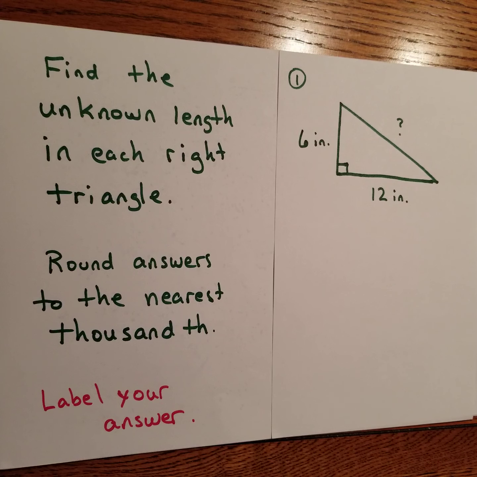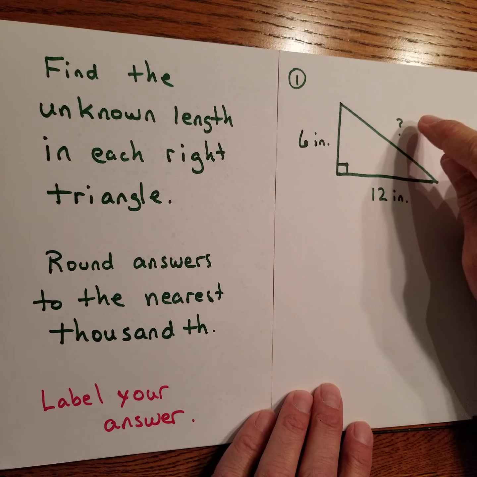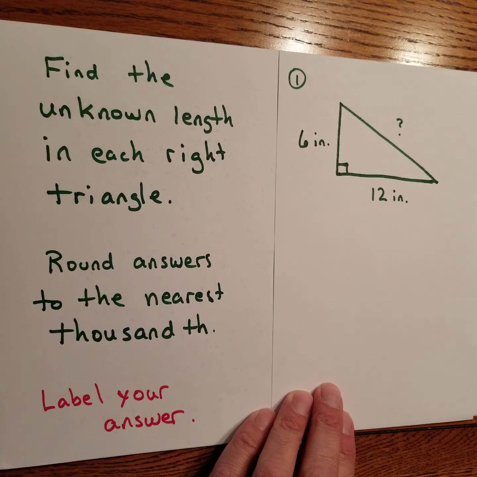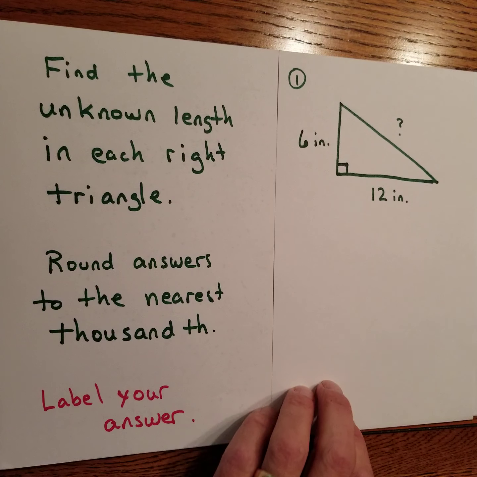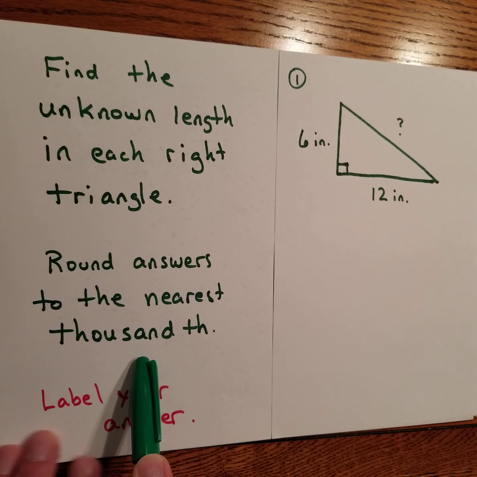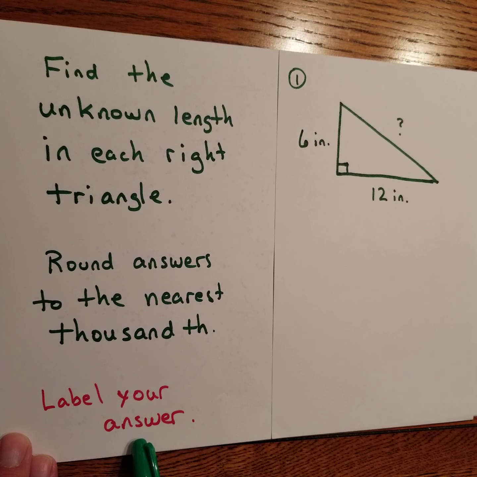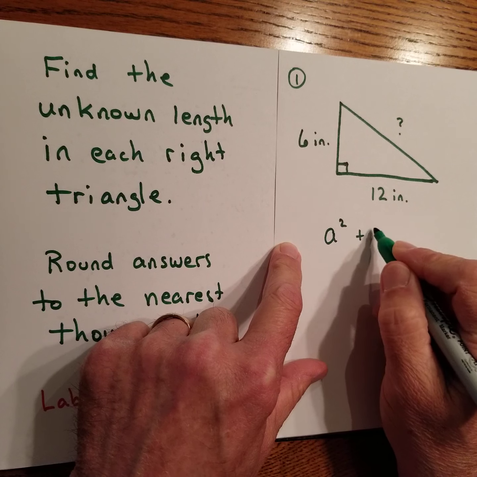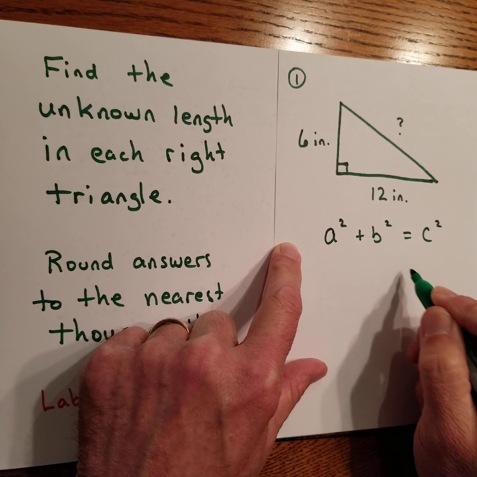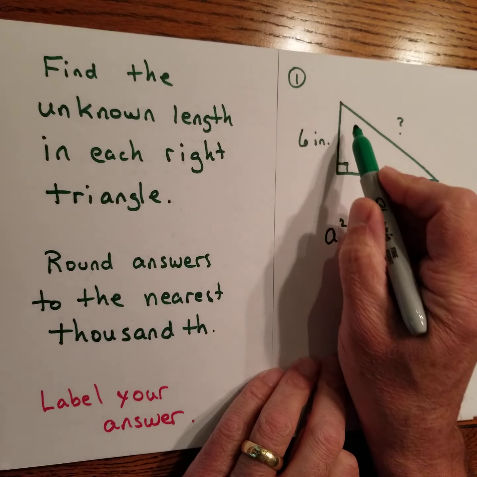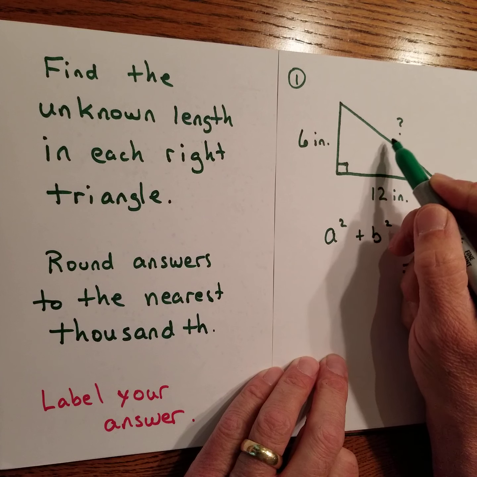The most common use of the Pythagorean theorem is to find the missing side of a right triangle. If you know two sides, we can find the missing side by using the Pythagorean theorem. Our job: find the unknown length in the right triangle, round your answer to the nearest thousandth. Always label your answers. As soon as I see a right triangle and I'm looking at the sides, I'm thinking a squared plus b squared equals c squared. Now remember, the c must be the hypotenuse. That is the side that is across from the right angle.